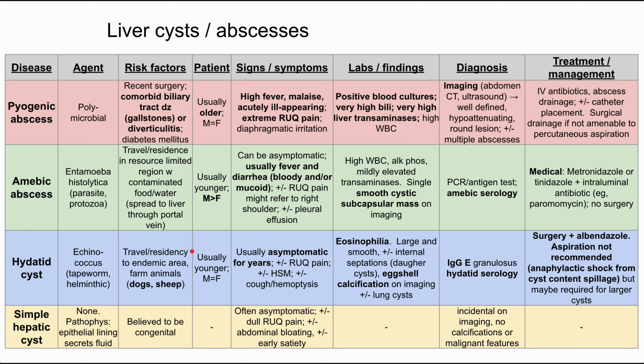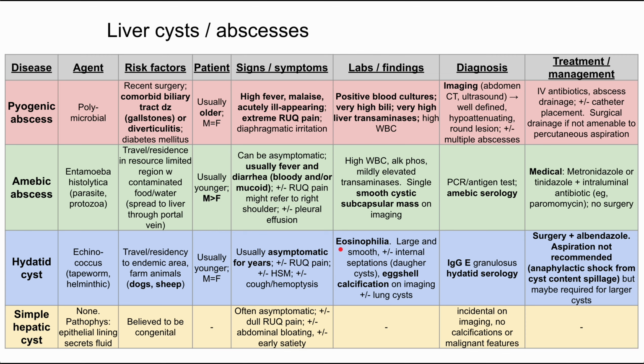This is also usually in younger people. Again, less symptomatic than the more severe pyogenic abscess. This could be asymptomatic for years before presentation. They might have right upper quadrant pain. They might have hepatosplenomegaly. They might have cough and hemoptysis. You can also have these cysts in the lungs as well, but not necessarily. They could be completely asymptomatic.